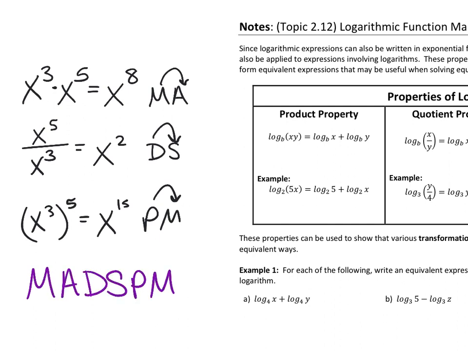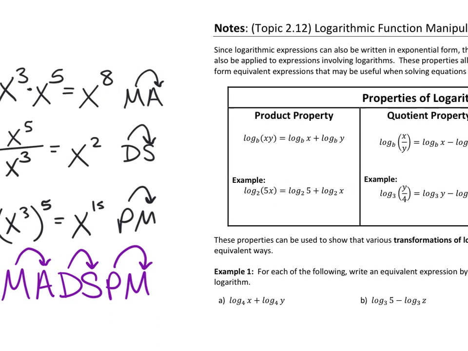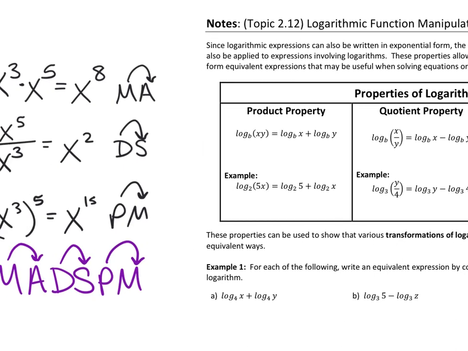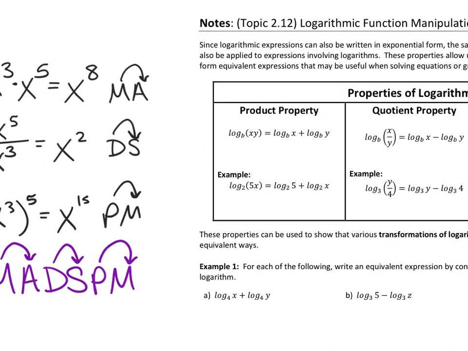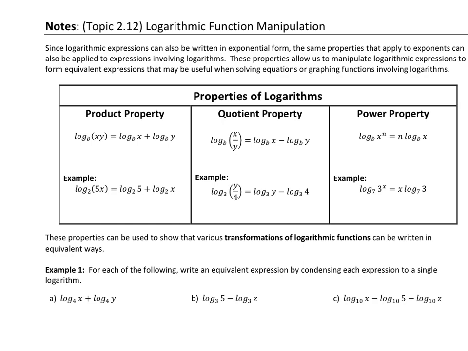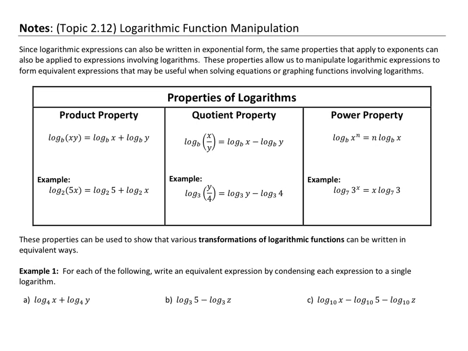Okay. MADSPAM tells us if we multiply, we add. If we divide, we subtract. If we have a power raised to a power, we multiply the exponents. Cool. Those exponent rules pretty much still apply when it comes to logarithms. Because logarithms and exponentials are inverses of each other, a lot of the rules stay the same. So if we look at these properties of logarithms, not properties of exponents anymore, we have the exact same rules.